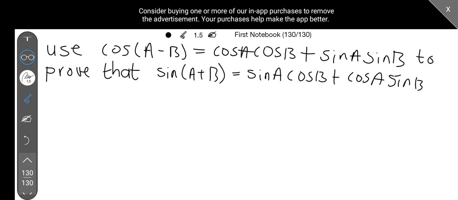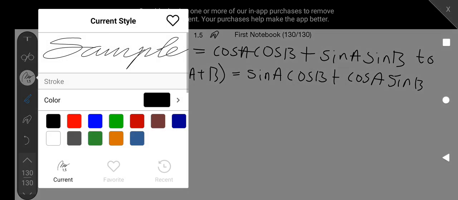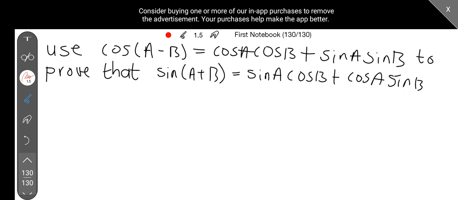But with sine, the sign between A and B is the same as the sign on the outside. That's the first key thing you must note to differentiate between the two identities, the one for cos and the one for sine. We're going to use the first identity to prove the one for sin(A + B). A brief reminder: sin θ is equal to cos(90 − θ).